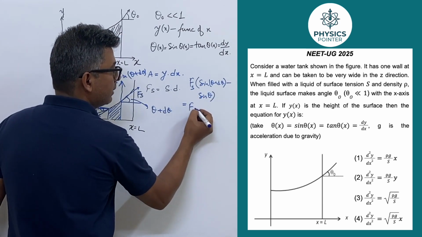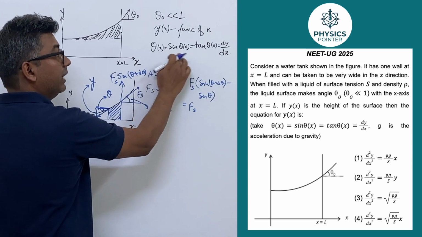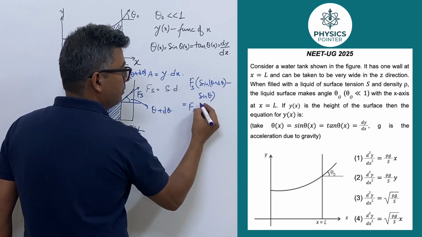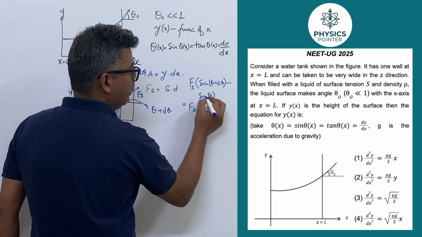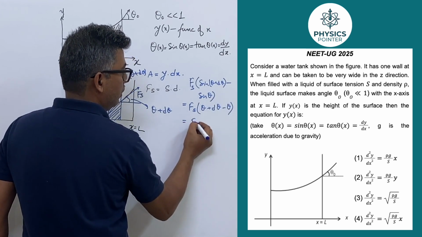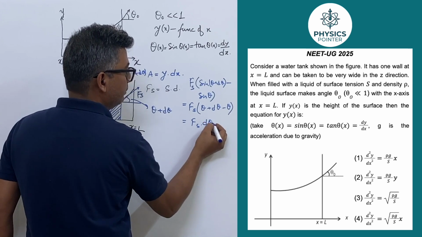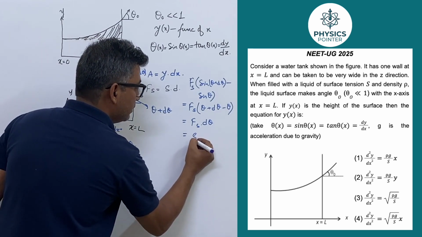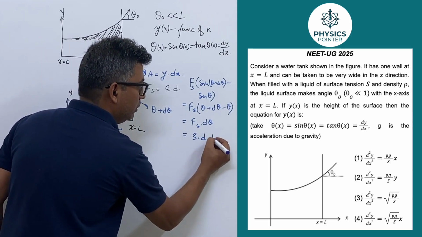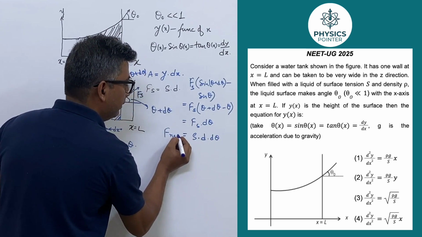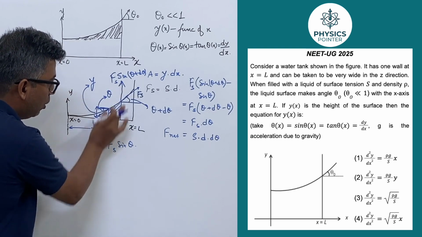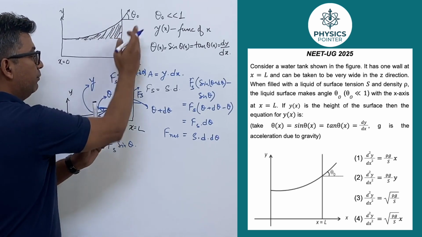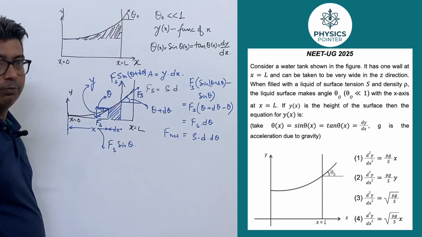And it will be equated as what? We know that for small angles, sine theta is equal to theta. So this becomes theta plus d theta minus theta, which is equal to Fs times d theta. And what is Fs? I just told you, Fs is equal to surface tension into the depth. So I got the net force F that is acting upwards for this small piece of area, and these small forces accumulate and pull it upwards.